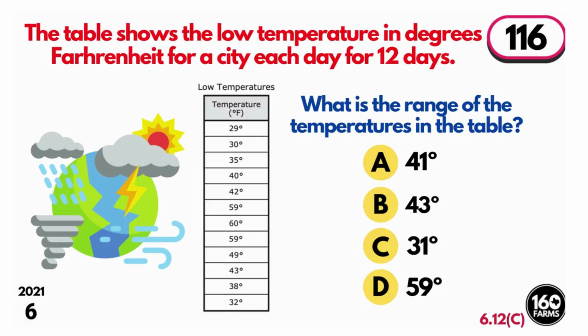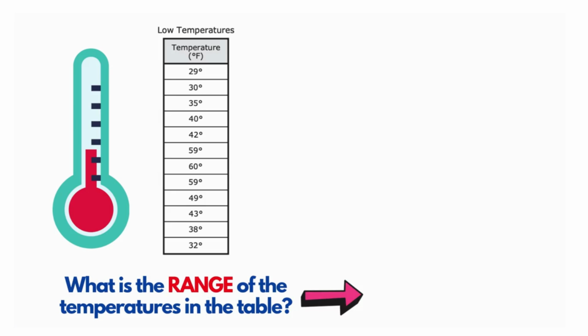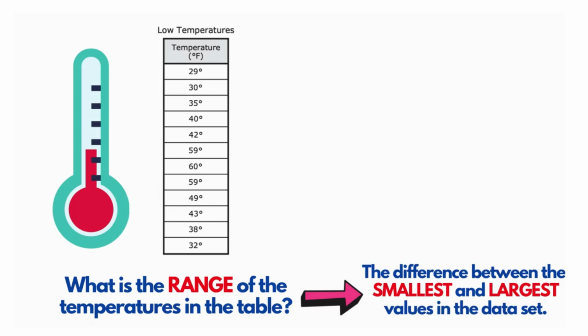Number 6. The table shows the low temperature in degrees Fahrenheit for a city each day for 12 days. What is the range of the temperatures in the table? So we've got a table that has values all over the place, so we're going to look at the range. And what does the range of data mean? The range is the difference between the smallest and largest values in the data set.